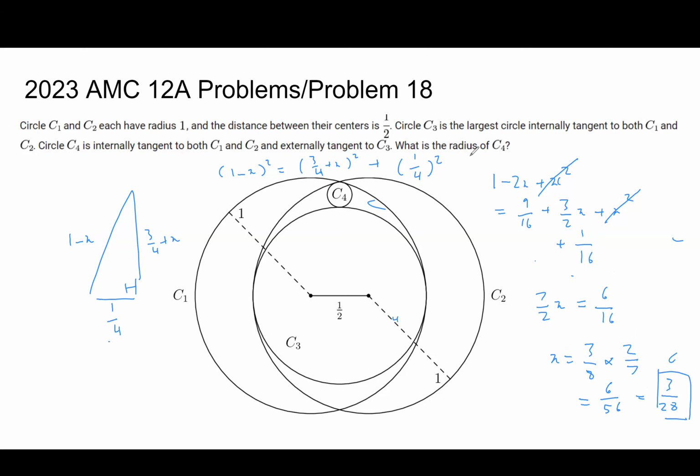And since x is the radius of circle C4, we can say that the C4 radius equals 3 over 28. So that's how you would go about solving this question. Does anyone have any questions? If you have any questions, just drop them in the chat. I'll give you guys 2 minutes to reflect on this question.